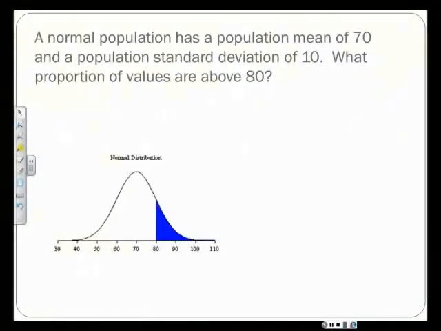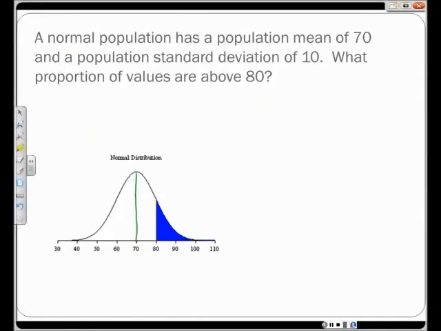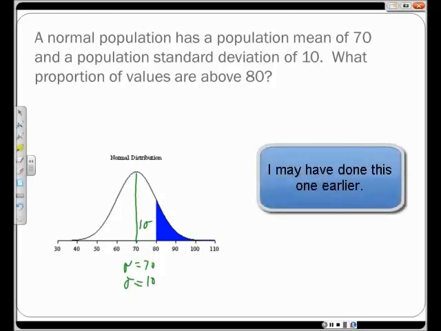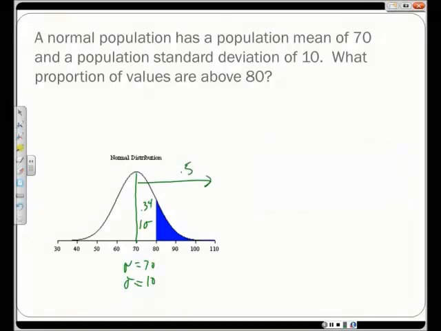Okay, now what proportion is above 80, didn't we do that? That's 1 standard deviation from 70 to 80. So that's 0.34. And from there up is 0.5. So this is 0.5 minus 0.34, or 0.16.